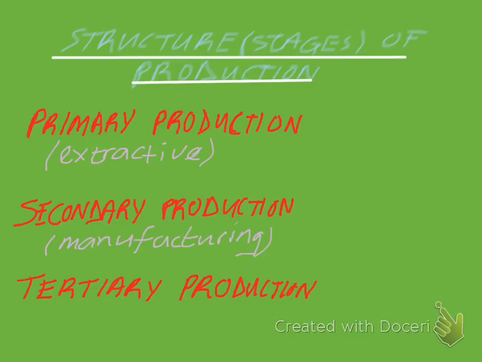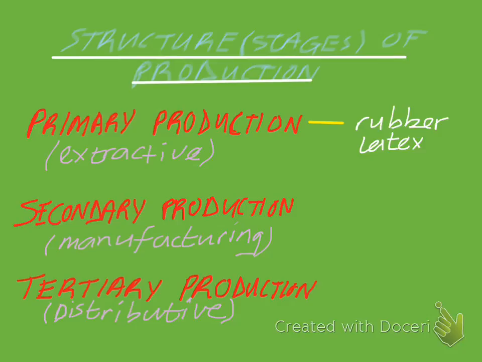Secondary deals with manufacturing. This is converting primary output into a secondary state, that's the manufacturing process. Tertiary deals with services, distribution, the distributive sector. So after all these goods have been produced or manufactured, the process of distributing them or providing services is called the tertiary sector.